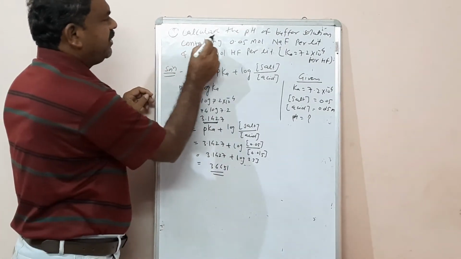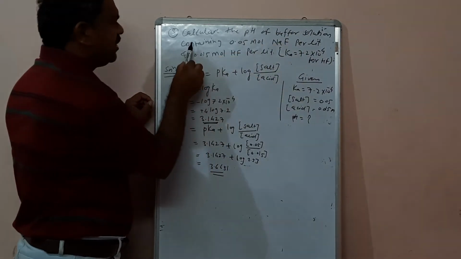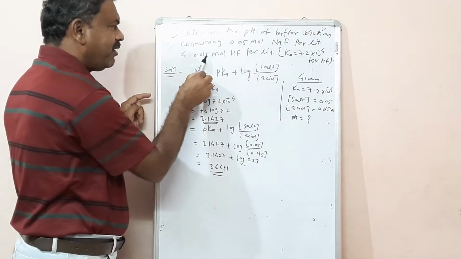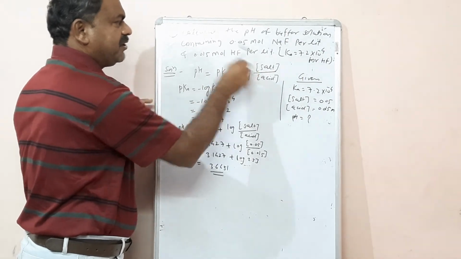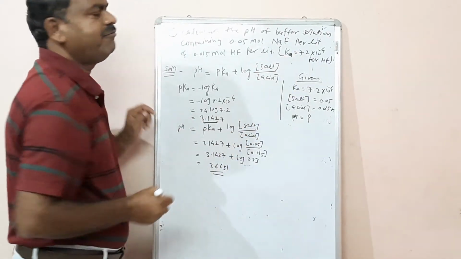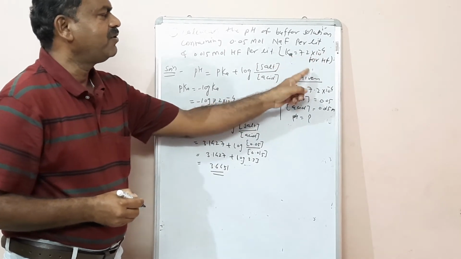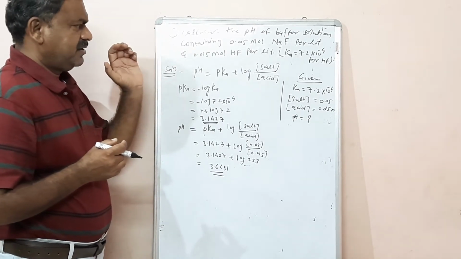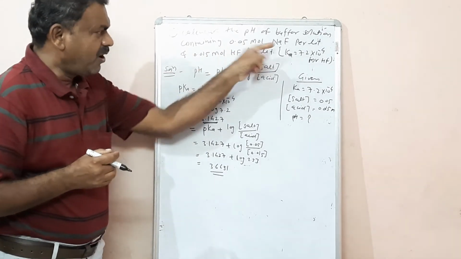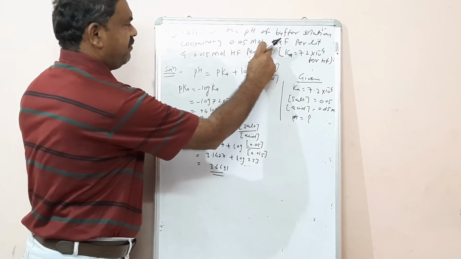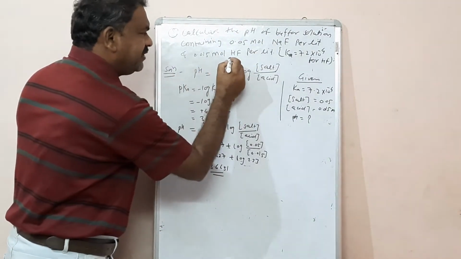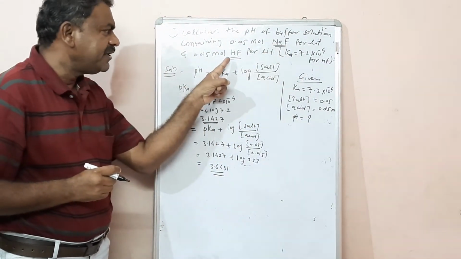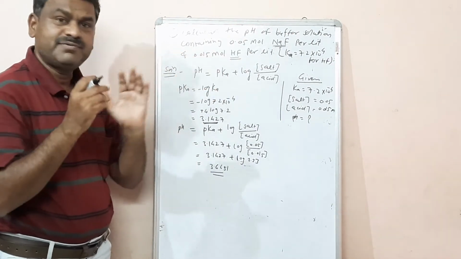Now here, calculate the pH of a buffer solution containing 0.5 mole sodium fluoride per liter and 0.015 mole hydrogen fluoride per liter. The dissociation constant of the weak acid is 7.2 × 10^-4 for HF. Now this numerical contains one salt, that is sodium fluoride, and this is the acid. NaF is the salt and HF is the acid.